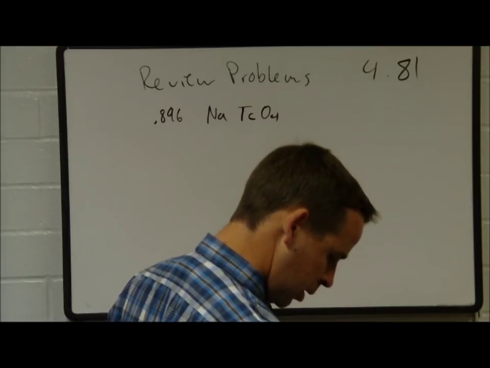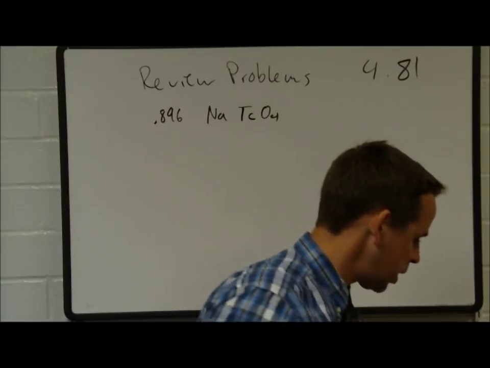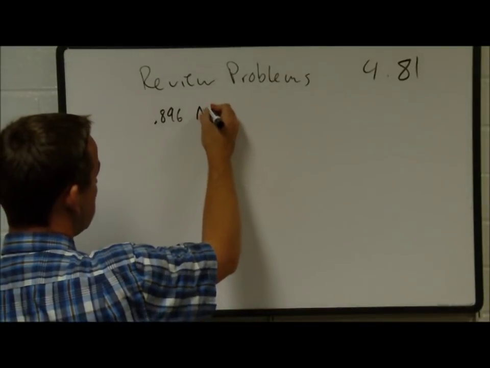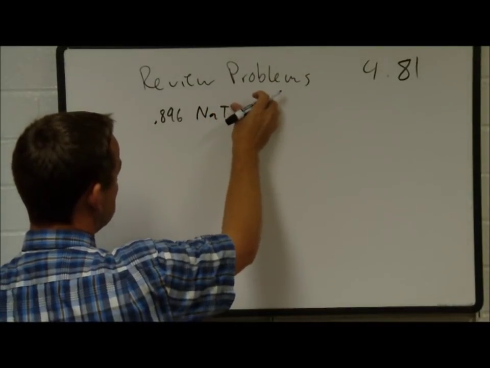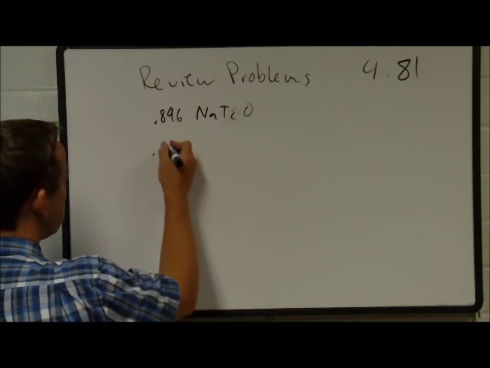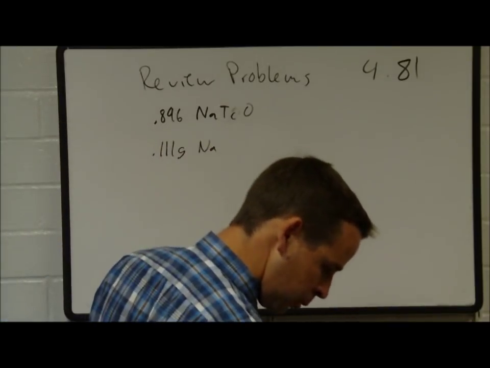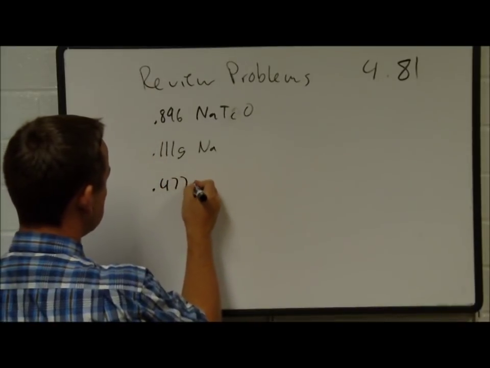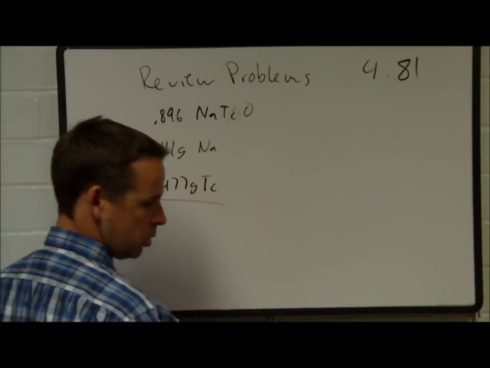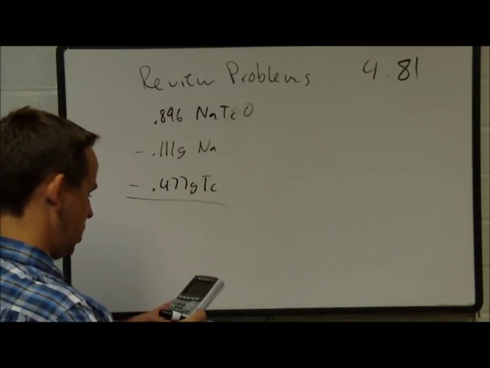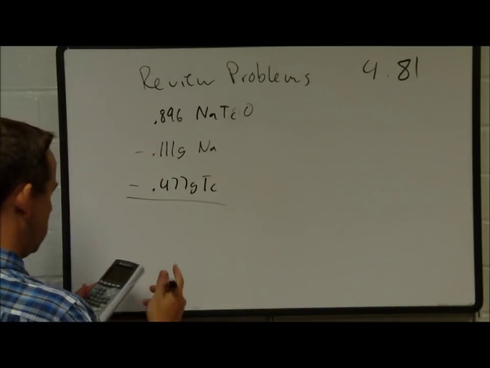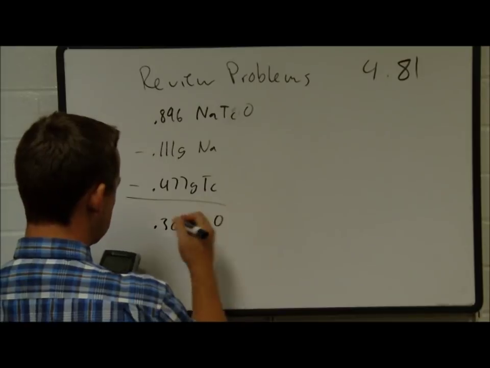Radioactive sodium pertechnetate is used as a brain scanning agent in medicine. So I guess we're not supposed to necessarily know what this is. We just know it has those components. There's 0.896 grams of it initially, 0.111 grams of it is sodium, and 0.477 grams is technetium. So we take 0.896 minus 0.111 minus 0.477, and that's 0.308 grams oxygen, all right?